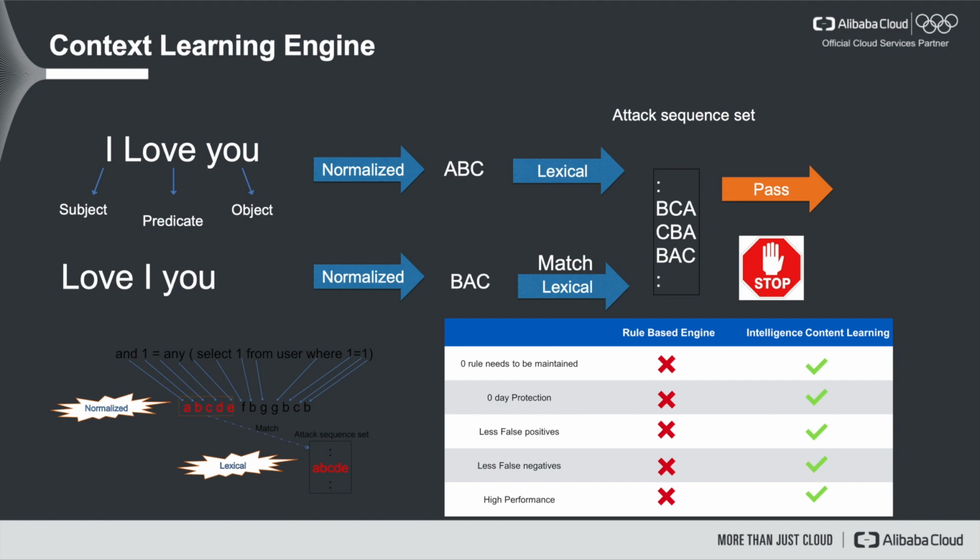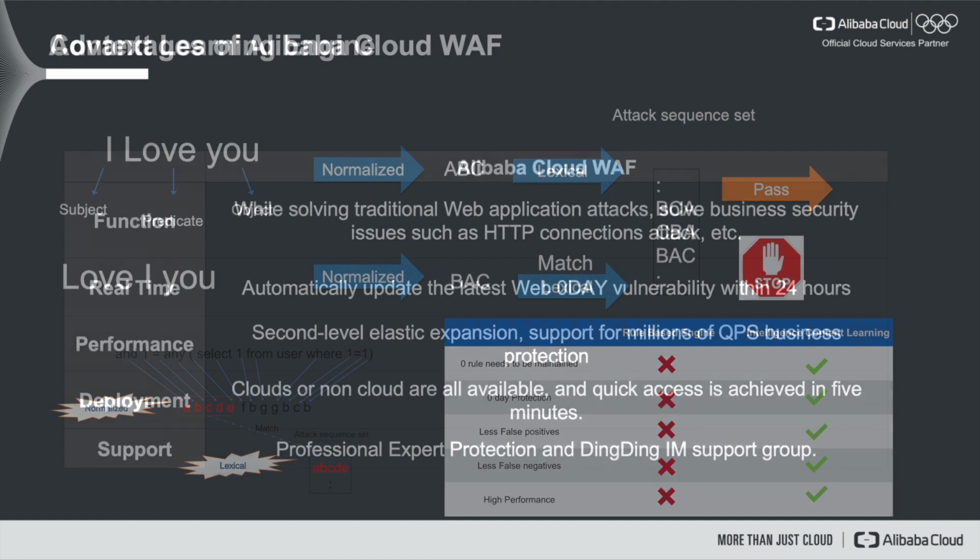What is unique with Alibaba Cloud Web Application Firewall? We utilize context learning engine. What does it mean? For example, if the attacker will use the "I love you" phrase, it might match the traditional web application firewall rule. However, if the phrase will be backwards like "love I you," the traditional web application firewalls might miss that.